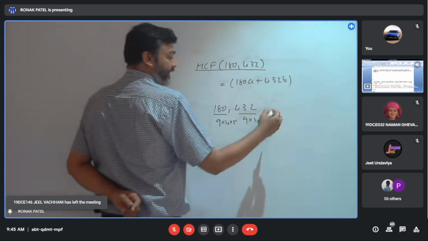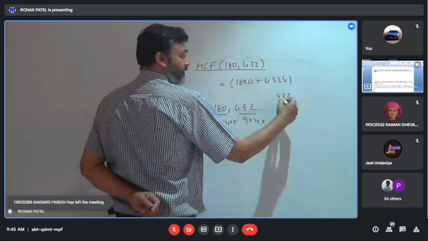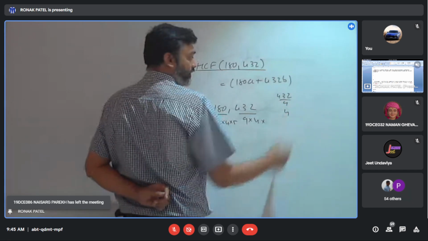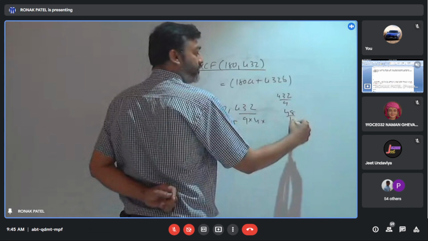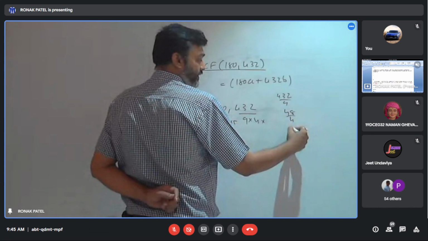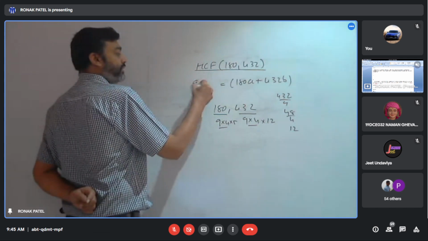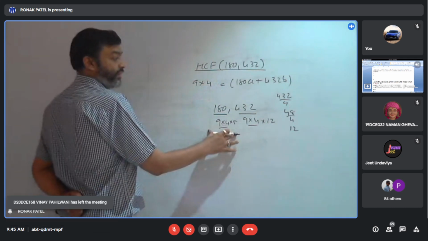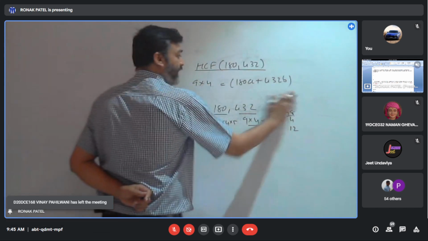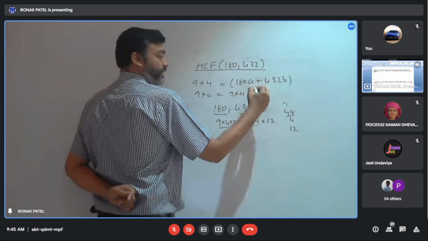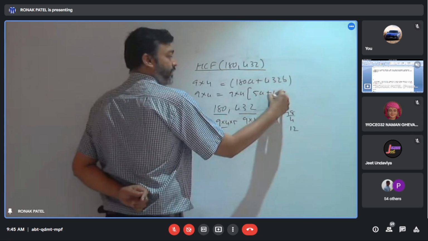Possibly something else will be like, 432 if we divide with 9, 9 fours are 36, 9 eights are 72. If we divide with 4, the remaining answer is 12. So HCF is this one, 9 into 4. Look, this is very important to understand this way. I write this answer in this form, that 9 into 4 equal to 9 into 4 into 5a plus 12b.